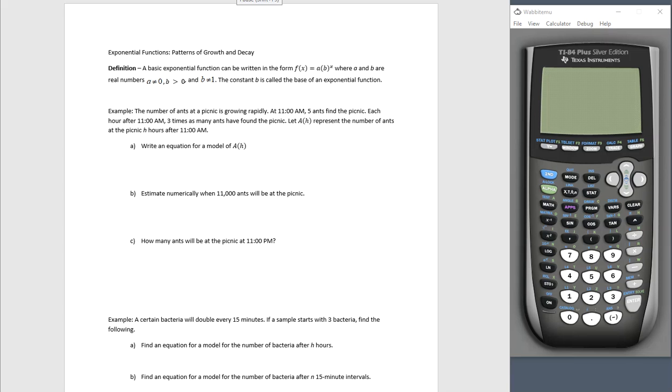Hello, and welcome to Exponential Functions, Patterns of Growth and Decay. Okay, so we're going to go with an overview of what we might find here in exponential functions, patterns of growth and decay.